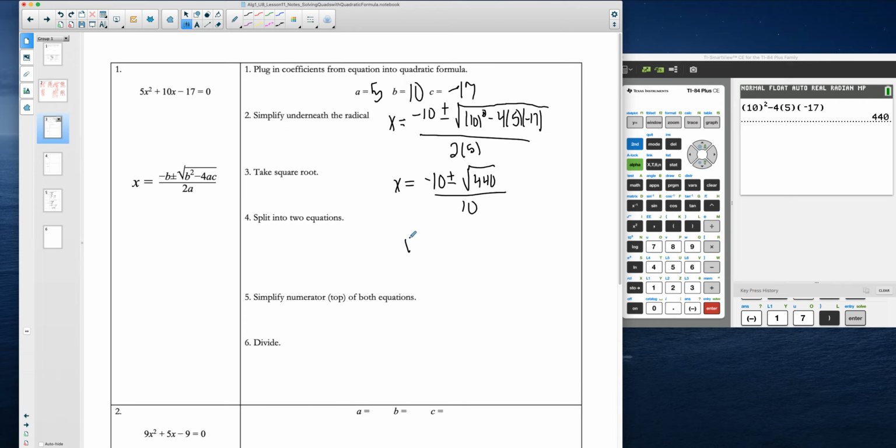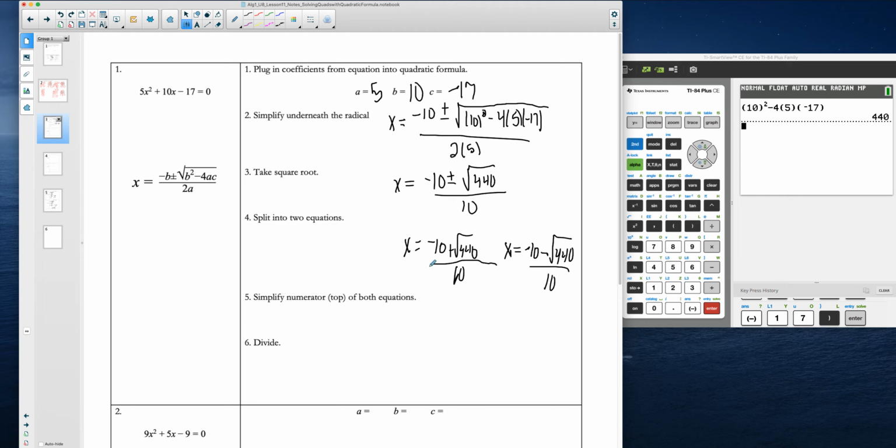So one of our answers will be x equals negative 10, plus the square root of 440 over 10. And then our second answer will be x equals, and it's going to look exactly the same, so negative 10, but now it's going to be minus, that's what that plus or minus is there for, the square root of 440 divided by 10.